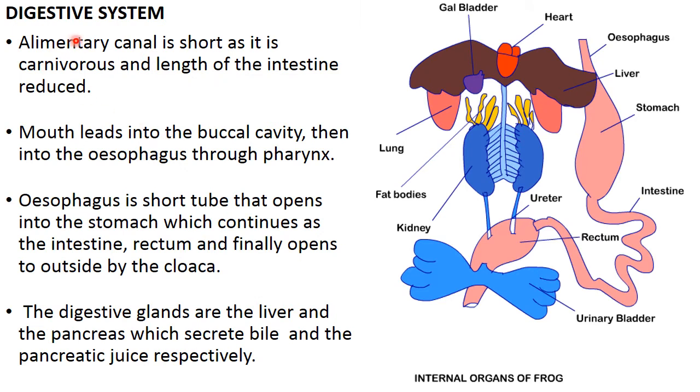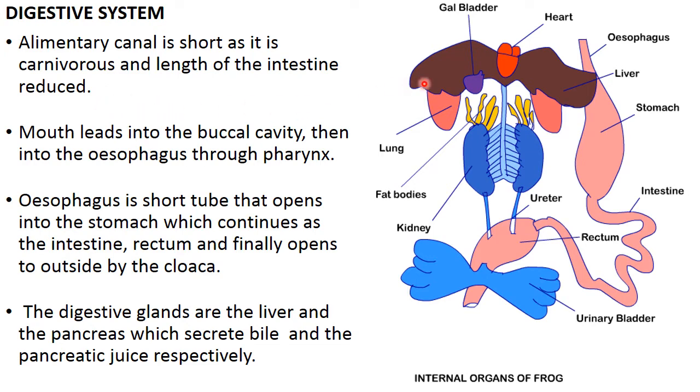Now coming to the alimentary system or the digestive system. So the alimentary canal is short because you know the frog feeds on insects, so it is carnivorous. So the length of the intestine is reduced, small.